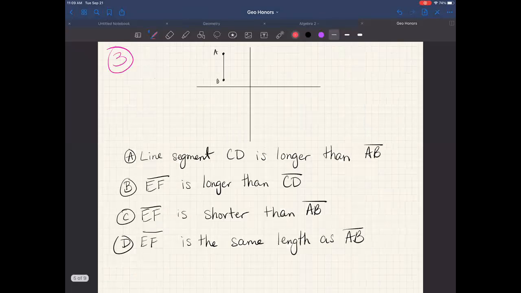Number 3. I need to use my packet because I don't have the questions written down. Line segment AB is reflected across the x-axis. Let me not disappoint Alexa. So now it becomes CD. Okay. Then line segment CD is rotated 90 degrees counterclockwise.